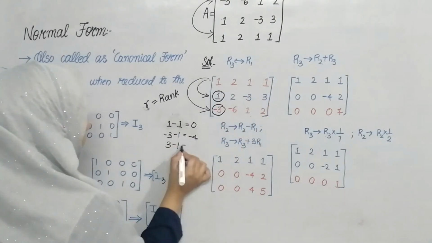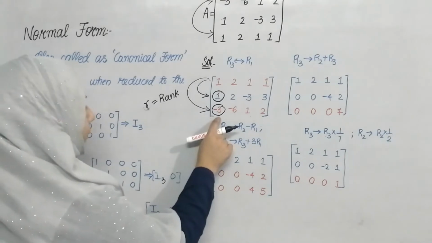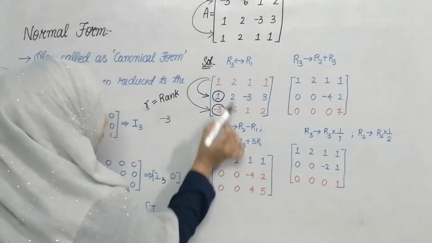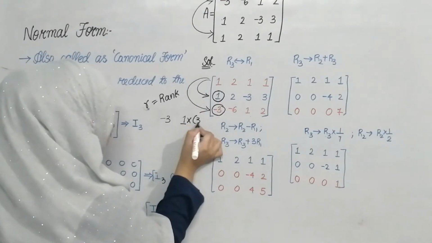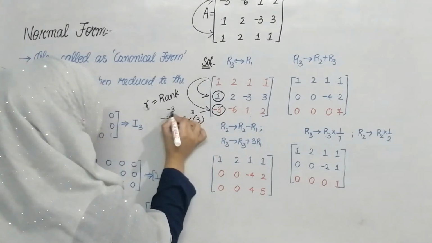3 minus 1 is what? 2. Done. Next, in order to make this element 0, what do we need to do? R3 is minus 3 and this element is 1. So obviously I need to multiply 1 with 3, right? Yes. So this will be plus 3.